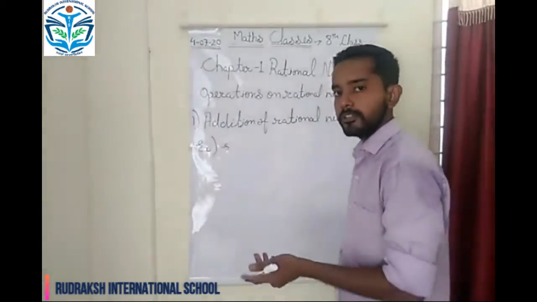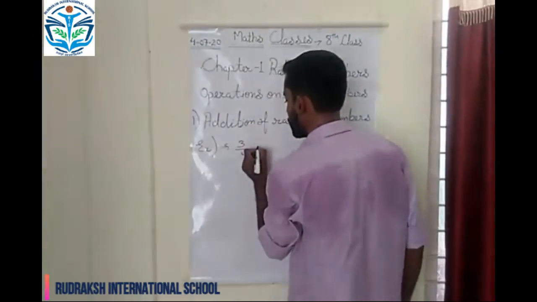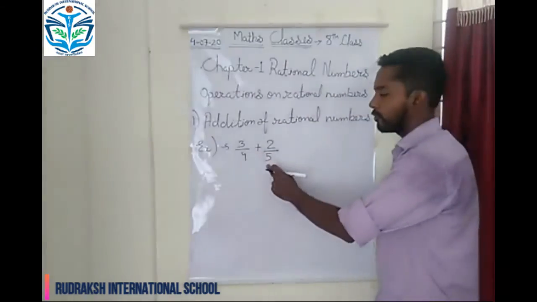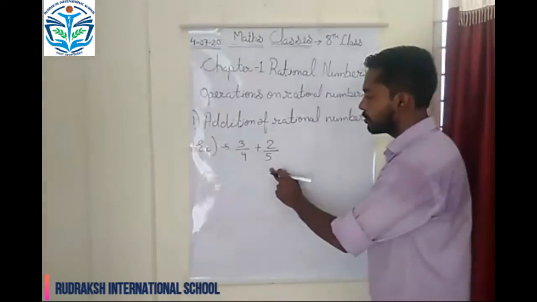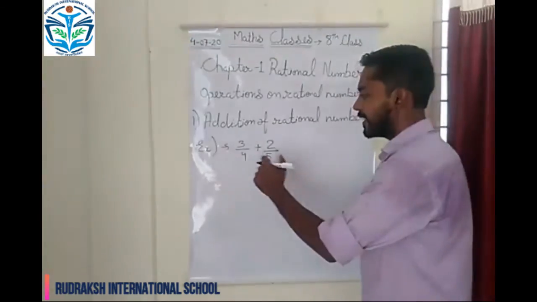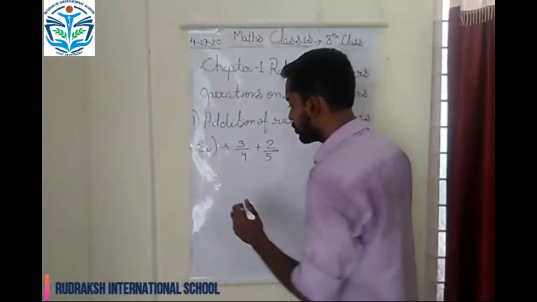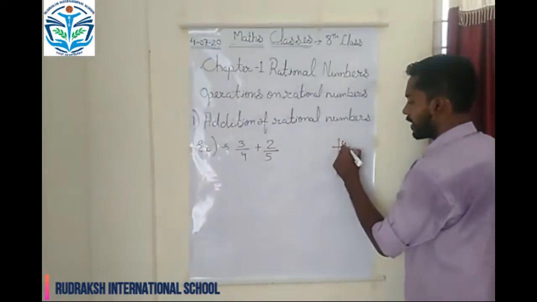Now for example, if we are having different denominators, like 3/4 plus 2/5, now we are not having the same denominator. As you can see here, 4 and 5 are not the same numbers. So what we will do here, we will take the LCM. Now you people have learned LCM before also, so let's take the LCM of 4 and 5.